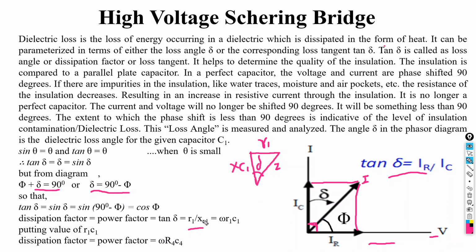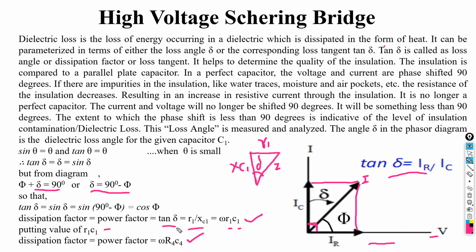Here XC1 is nothing but the capacitive reactance of capacitor C1, so it is given by 1 by omega C1. If you shift that term to the numerator side, the final equation of tan of delta will be equal to omega R1 C1. So this will be one form, and we have the equations for R1 and C1. If you put the values of R1 and C1 from the equations available with us, then we'll get the dissipation factor or loss tangent. The final equation is equal to omega R4 C4.